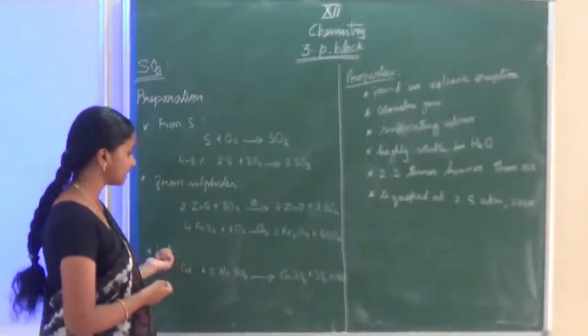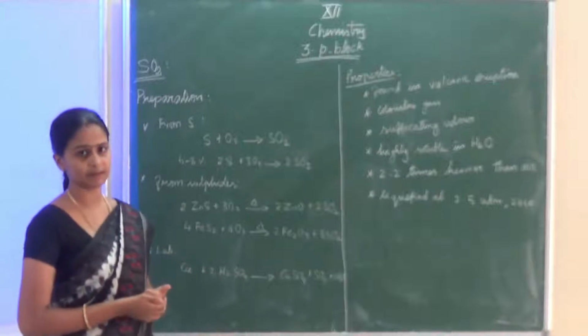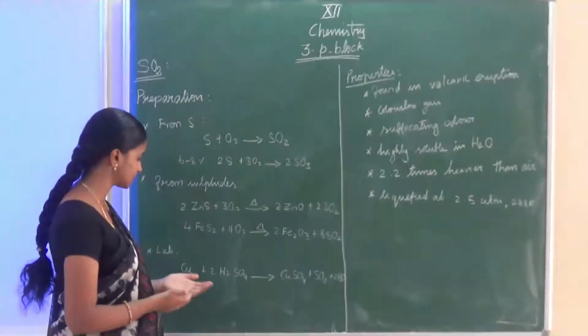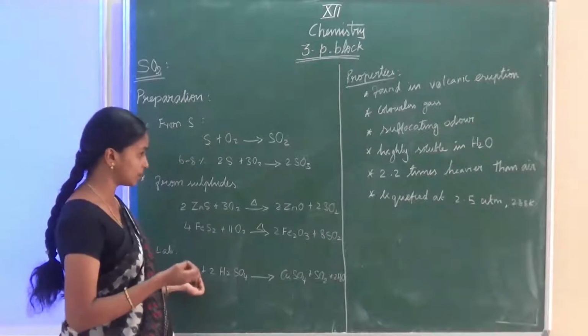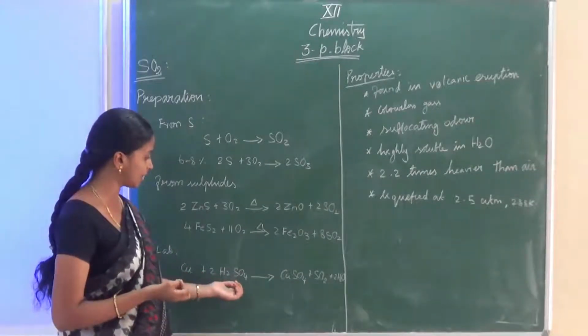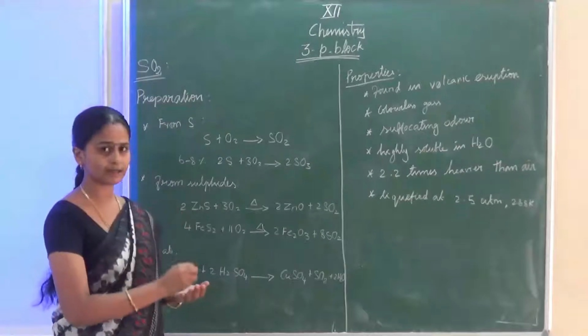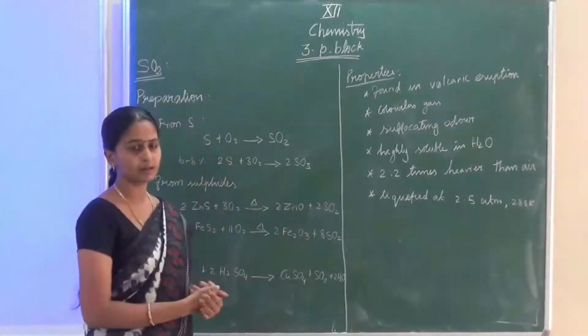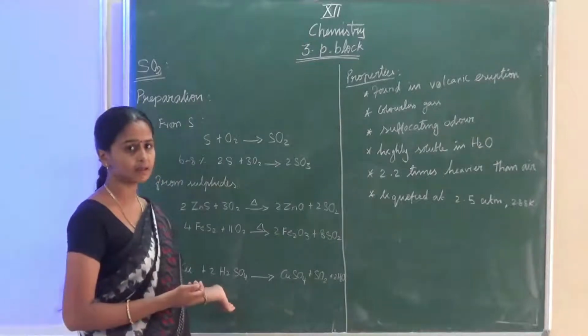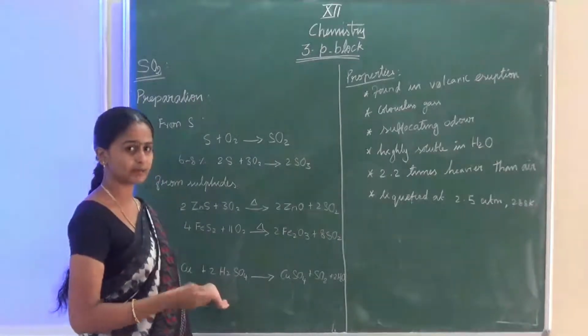The next one: in the lab also we can prepare sulfur dioxide. How? We have to take copper metal, copper turnings, then add concentrated sulfuric acid so that the sulfur dioxide can come out. You have seen copper turnings in the lab. At the end of this I will show that.